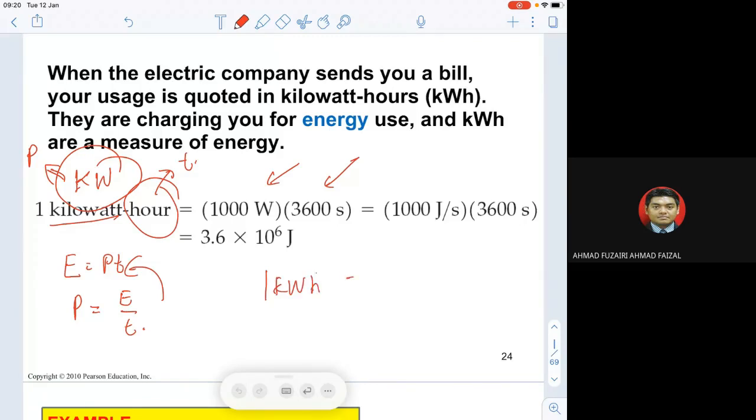Okay, this is equivalent to 3.6 × 10^6 joule. These are the SI unit for energy, joule. Okay, 3.6 × 10^6 joule.